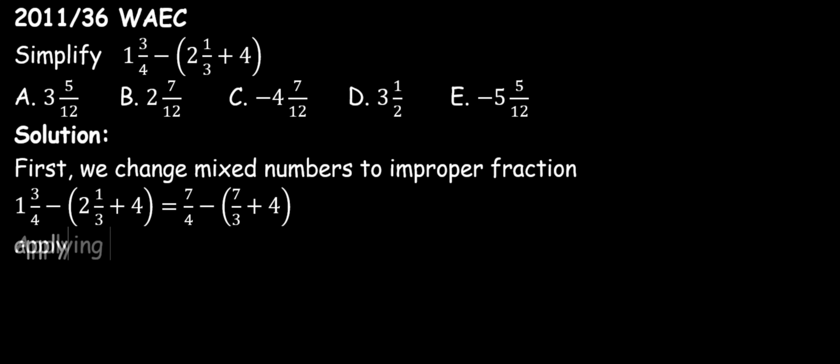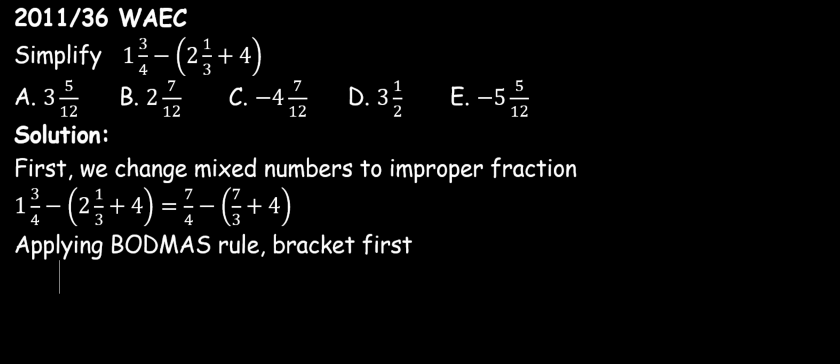Applying the BODMAS rule, bracket first. So it means we perform the arithmetic operation in the bracket, and that will give us 7 over 4 minus 19 over 3. What just happened in the bracket is we use 3 to multiply the 4, plus 7. And that gives you 19 over the 3.